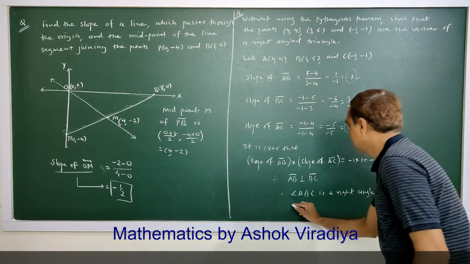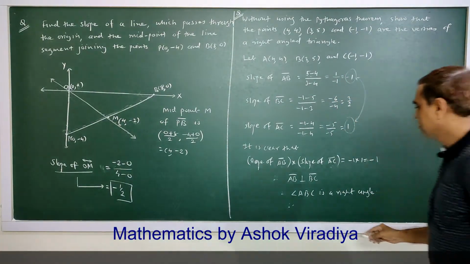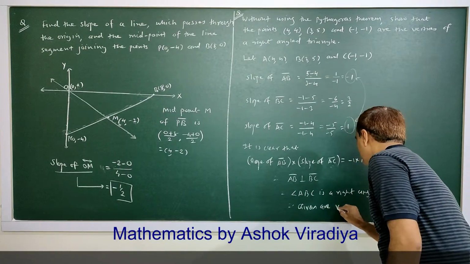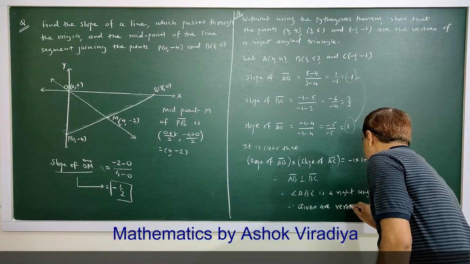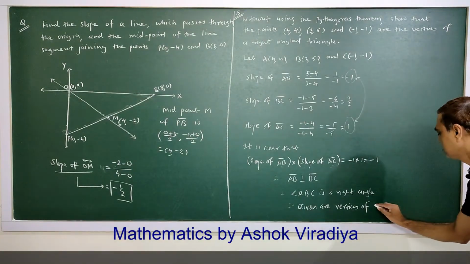So therefore, the given points are vertices of a right angle triangle.